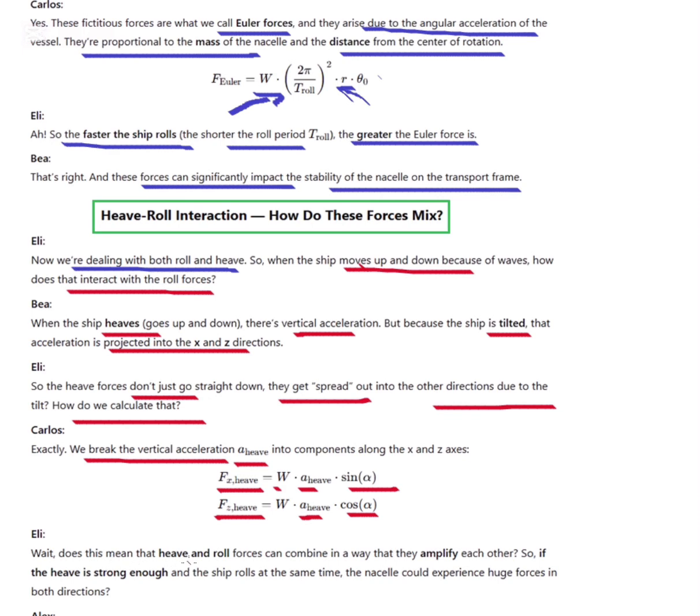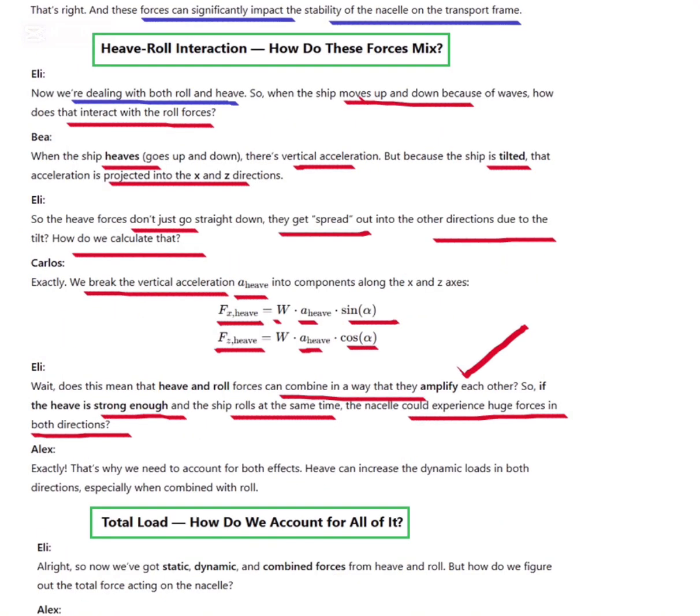Wait, does this mean that heave and roll forces can combine in a way that they amplify each other? Yes, if the heave is strong enough and the ship rolls at the same time, the nacelle will experience huge forces in both directions. Exactly, that's why we need to account for both effects. Heave can increase the dynamic loads in both directions, especially when combined with roll.